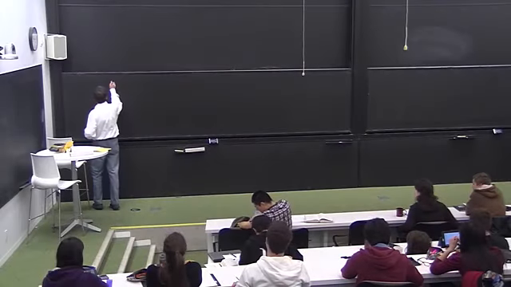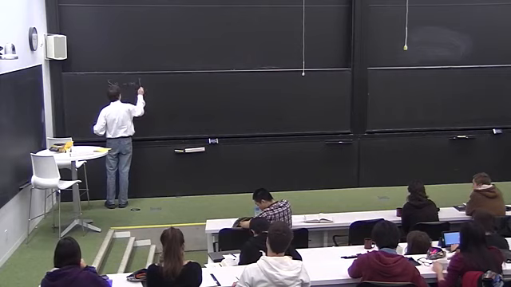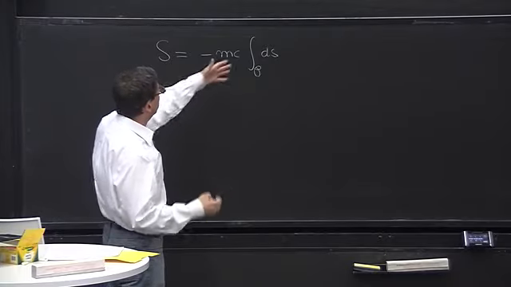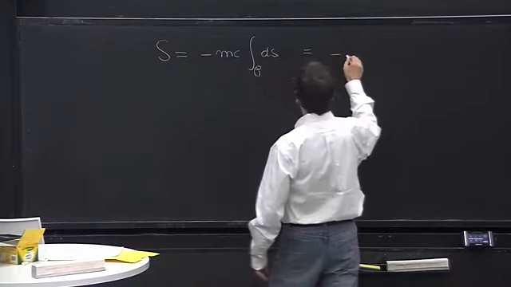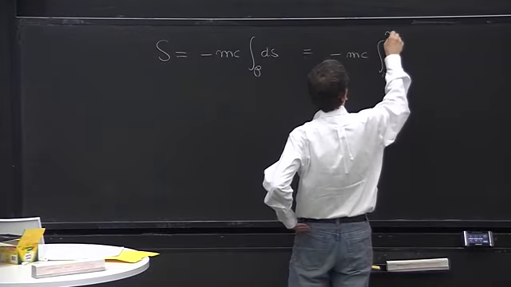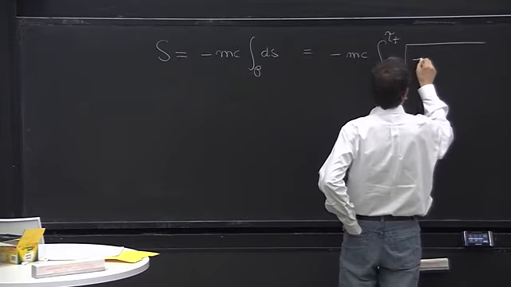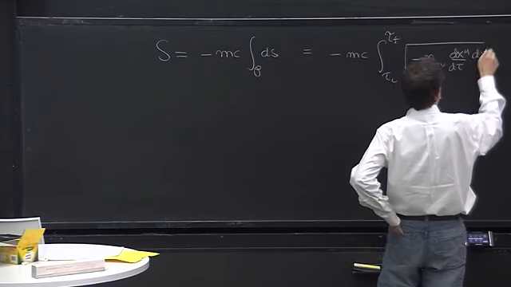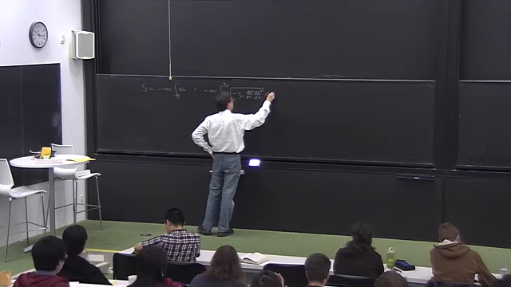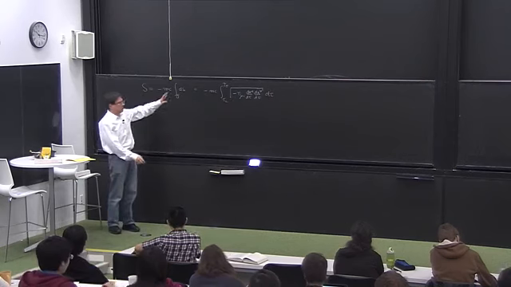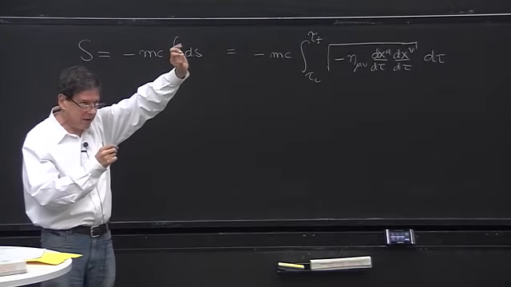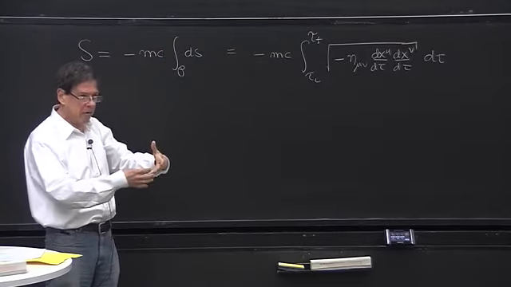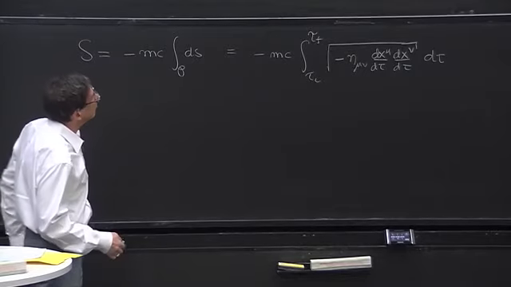An action that was quite elegant. And then, after doing a little work, writing what ds is, it was equal to minus mc integral from some parameter of the square root of minus eta mu nu dx mu d tau dx nu d tau d tau. We wrote it in this way, which was a way to introduce a parameter to describe how this particle is moving, and then with the help of a parameter, writing the action in a slightly more explicit way that you can just calculate with it.